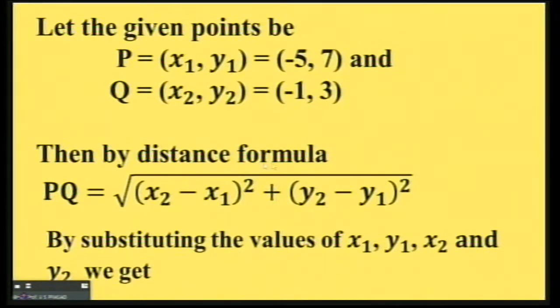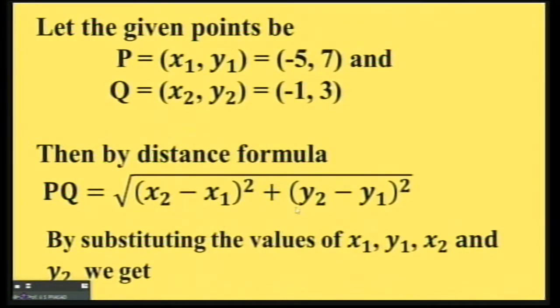Now, simply by applying the distance formula, PQ is equal to the square root of (x2 minus x1) whole square plus (y2 minus y1) whole square. Here, one important thing I would like to mention: there is no compulsion to take x2 minus x1 or x1 minus x2, because when we take the difference, we are squaring it. The square of any real number is always positive. That's why you can take x2 minus x1, there is no problem, or you can take x1 minus x2 also, there is no problem.